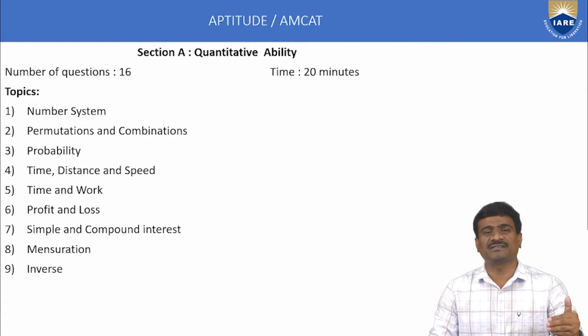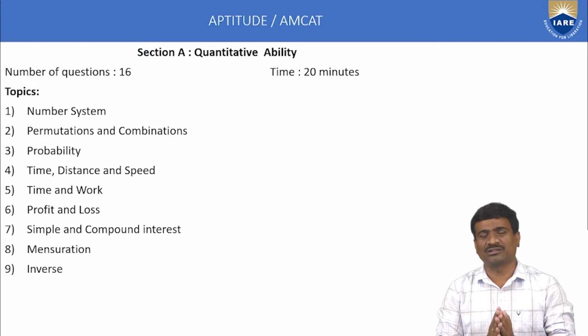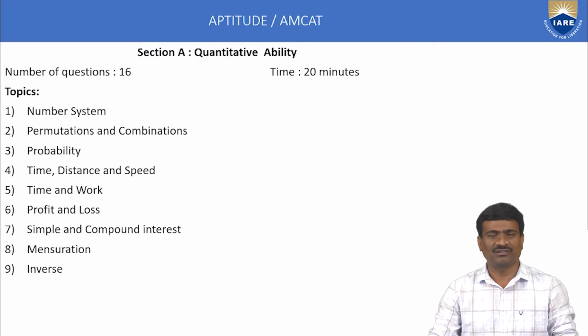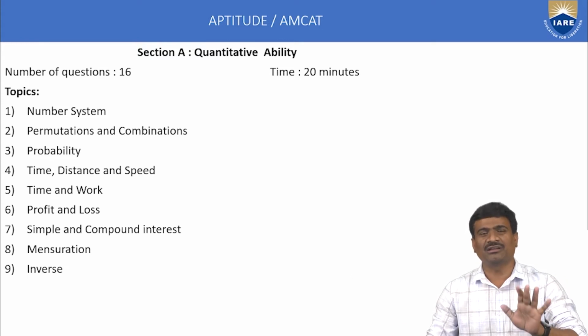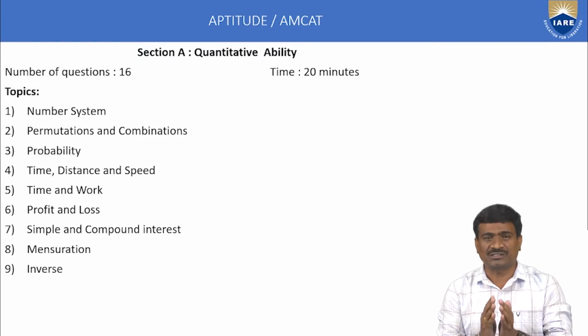Next, topics in quantitative ability. General topics in quantitative ability. Mathematical based questions are important for the quant part. Logical based questions are important for reasoning ability. Number 1, number system. Number 2, permutations, combinations and probability. These 2 chapters are very important to quantitative ability in the AMCAT test pattern, minimum 6 to 8 questions.